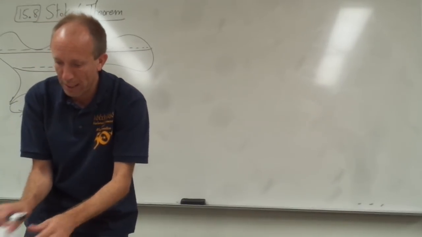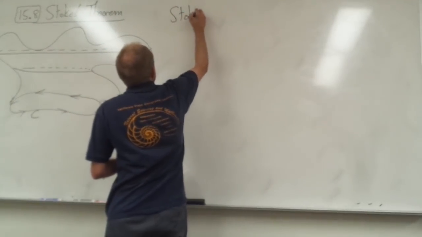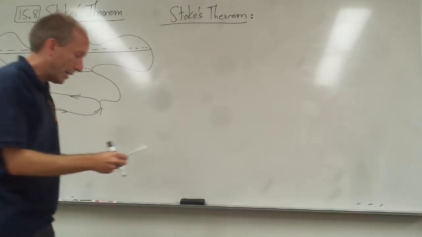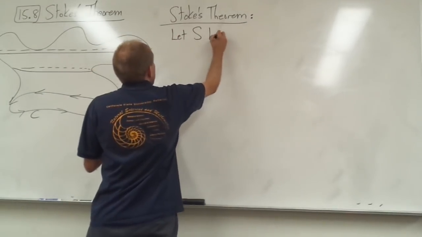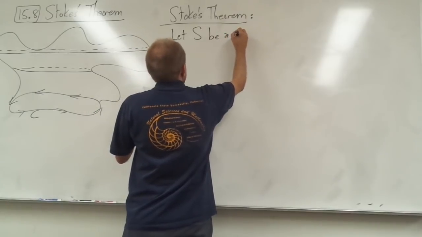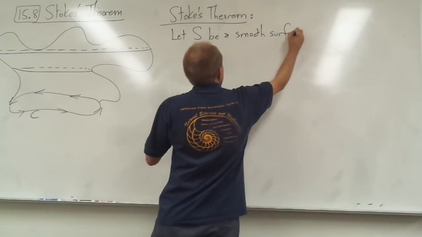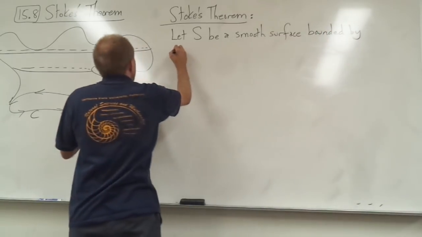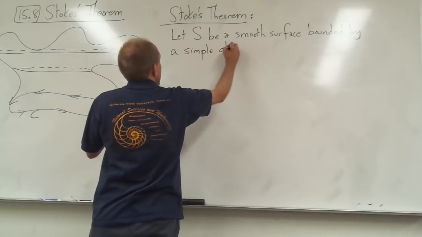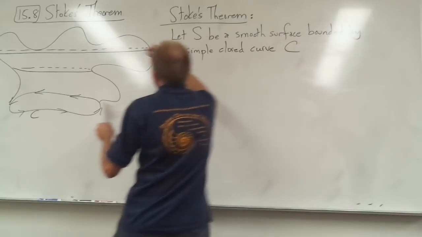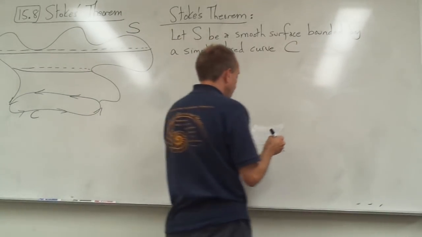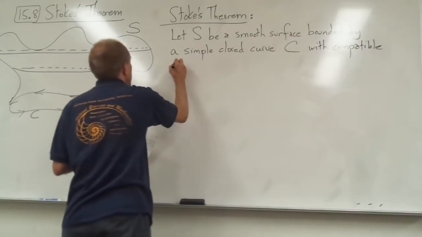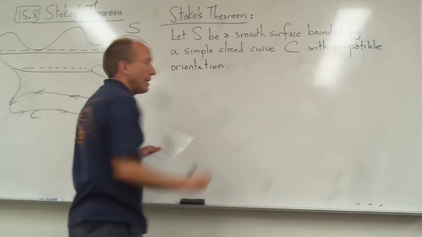So let me state what Stokes theorem says. Let S be a smooth surface bounded by a simple closed curve C. So the surface S is up here, right? Simple closed curve C with compatible orientation. I'm going to talk about the orientation in just a second. I just want to get the text of this up here first.